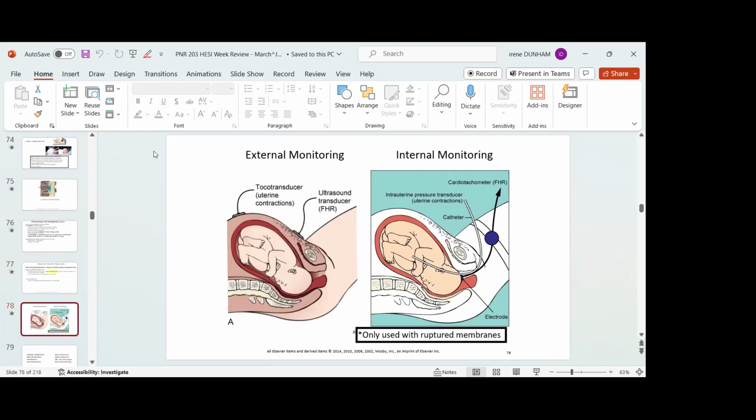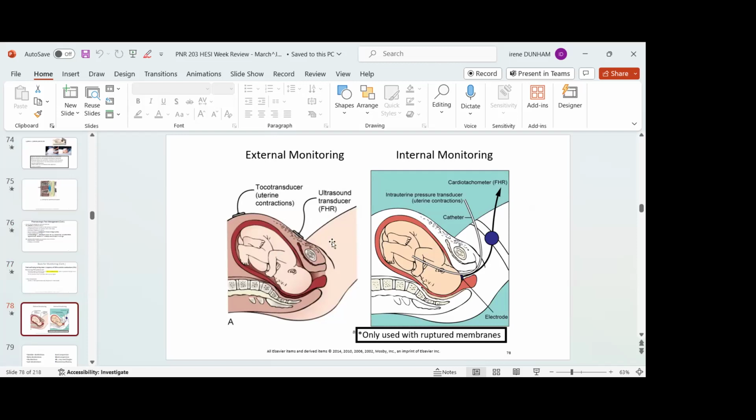Now, I just wanted to show you this external monitoring. This is where we put the toco transducer, as you can see. This picks up the contractions. Where is it located? On the fundus of the uterus, because that's the powerhouse. And then you have the ultrasound transducer over the baby's back. See here? Over the baby's back.